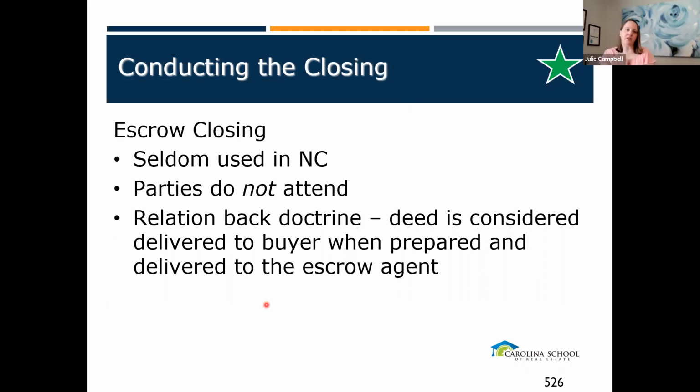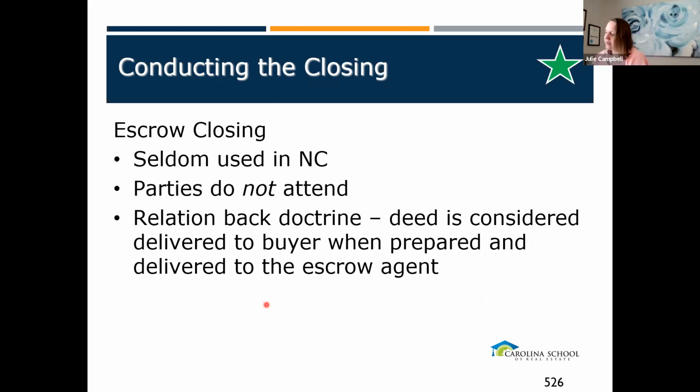An escrow closing tends to use a title insurance company. Attorneys don't get involved in escrow closing states unless they need to be. The parties don't attend closing. They have nothing to attend. They just drop their paperwork off.